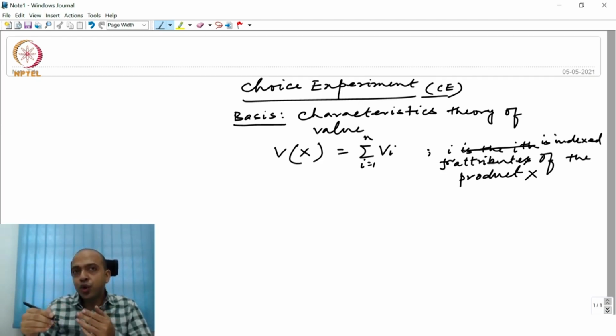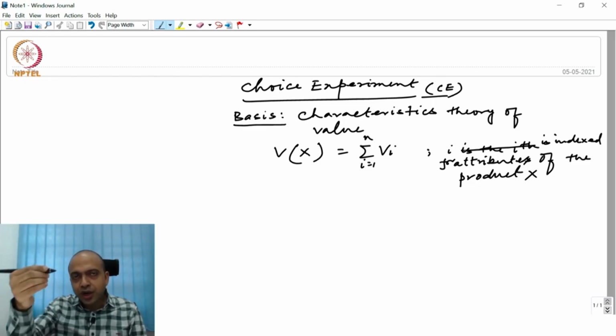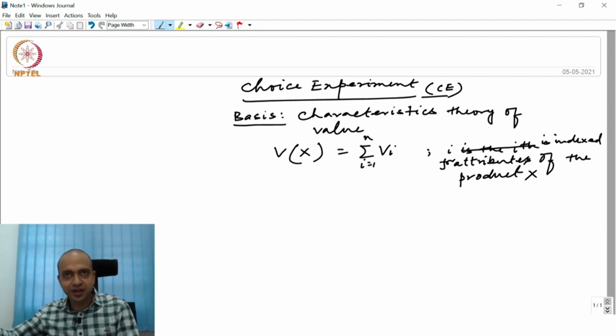The company will conduct a survey where they will create different scenarios and fix different levels for each attribute. What are the attributes here? Engine, size of the vehicle, design, color, and other technical features. Then they will fix different levels for each and every attribute, and ask the respondents which particular scenario or option they will select.